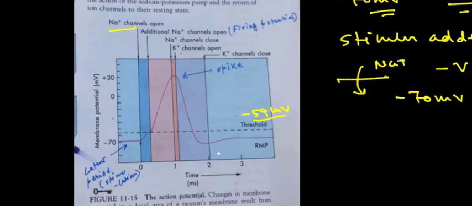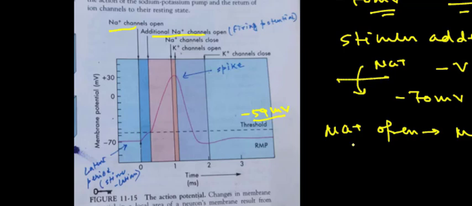If the magnitude of the local depolarization surpasses the limit of the threshold potential, then more Na+ channels will be opened. So if this local depolarization surpasses the threshold, then additional Na+ channels will be opened. As more Na+ channels are stimulated to open, more Na+ rushes into the cell.